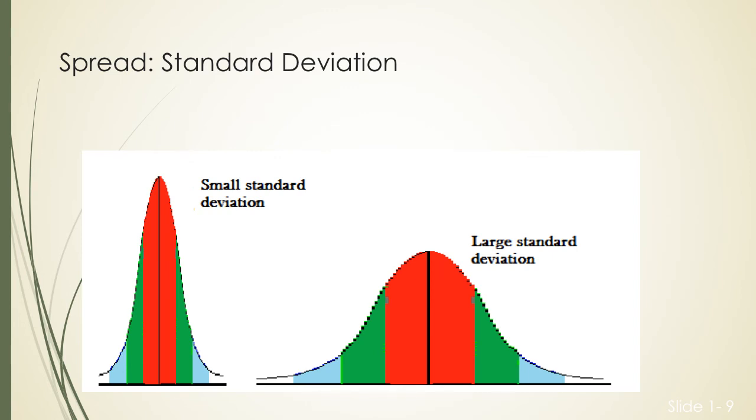Here's a visual of the standard deviation. The red region represents data that is within one standard deviation of the mean, which is a majority of the data values. The green region shows 2 standard deviations from the mean, and the blue region represents 3 standard deviations from the mean. Comparing the two different histograms, we can see that the data on the right is more spread out than the data on the left. This will correspond to a larger standard deviation.